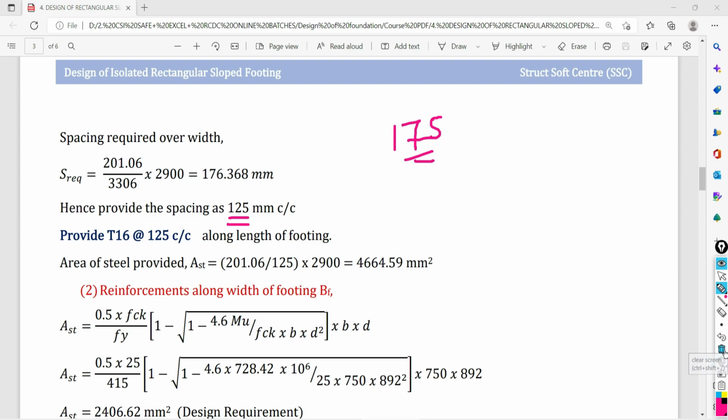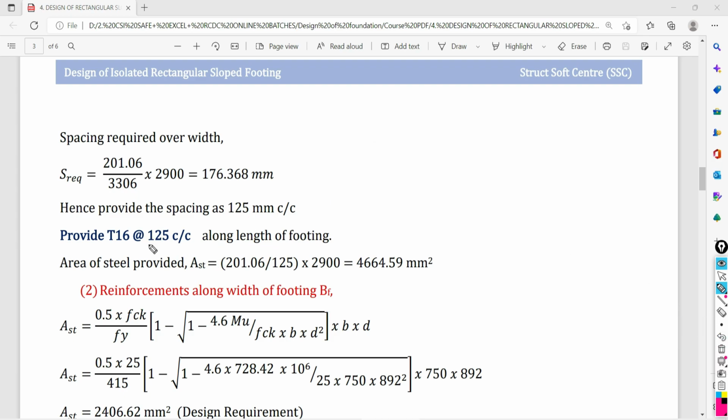So you may ask a question, our design is going to be satisfied with 175 mm. Why are you going to provide a very small value of the spacing? Why are you going to put more reinforcement? Because the percentage of reinforcement will be good if it is more in the one-way shear check. Because the presence of percentage of reinforcement will take part in resisting the one-way shear. So that's why I am trying to provide a little bit more reinforcement. If you are taking 175, that will also be okay, but there may be a possibility that your one-way shear may fail.